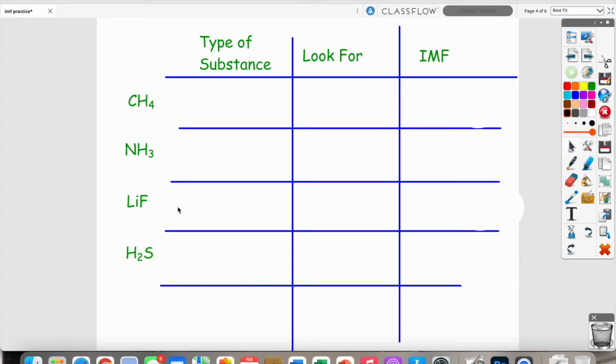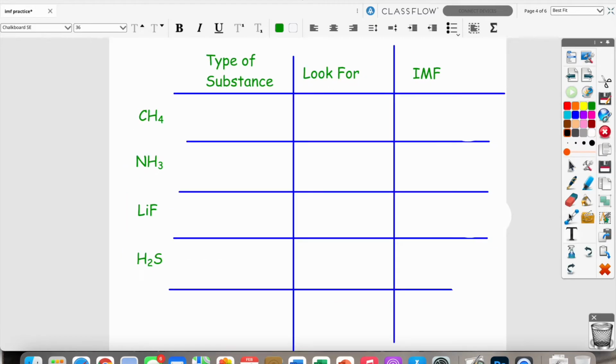Lithium is a metal. And so if we identify a compound that has both a metal and a non-metal, then we can look at this and say it is ionic, right? It's an ionic compound. We are looking for the presence of a metal and a non-metal. And the IMF for that is an ionic bond, or if you want, ion-ion attractions. So you can say ion-ion attractions if you so desire. So this is everything there.